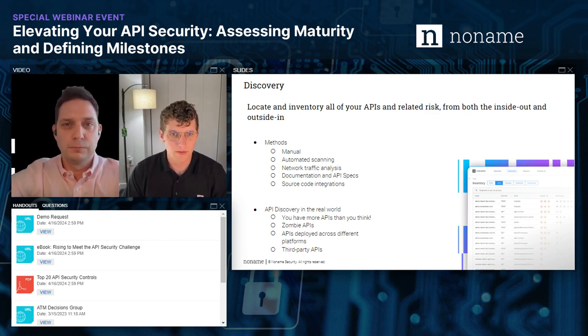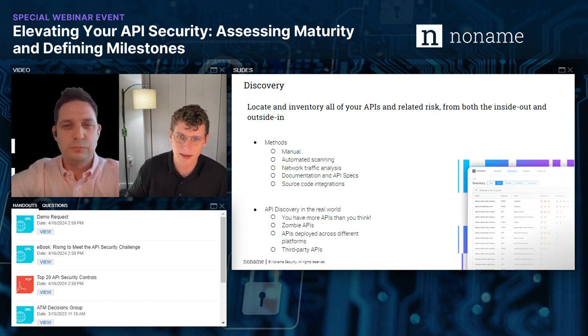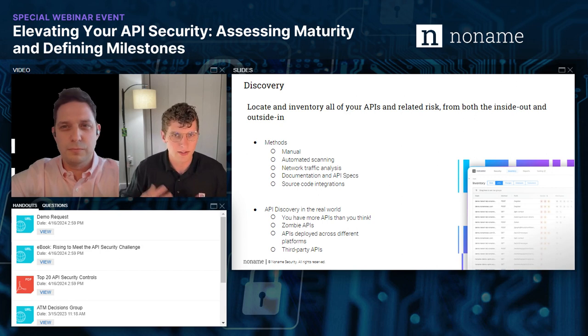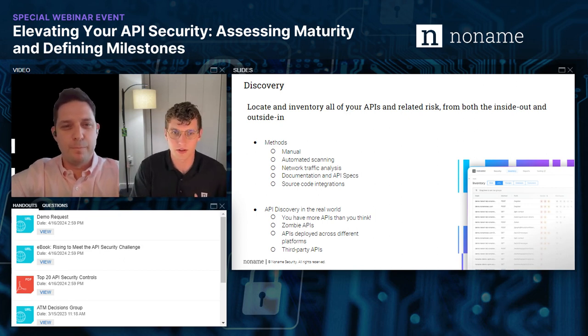Yeah, actually, I have a really fun story. During a POV, which is what we call a proof of value here at No Name, we discovered all of the customer's APIs. And in these APIs, there were some zombie APIs. For those of you that are not familiar with what a zombie API is, it means an API that isn't documented or being actively used. And these zombie APIs were accessing production data. What made it worse is that on top of them being zombie APIs, there was no authentication for them either.